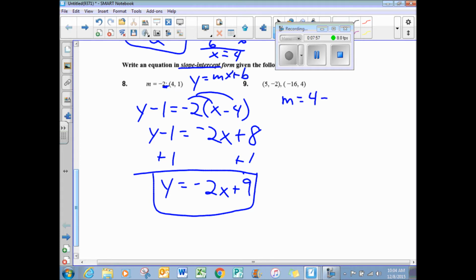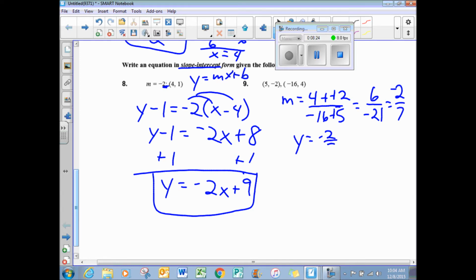So I have 4 minus negative 2 over negative 16 minus 5. This is one of the formulas you should have in your toolkit. Slope equals change in y over change in x. And so I get 6 over negative 21. Be careful with those signs. And I can divide out 3 from each, and I get 2/7. And it would be negative because a positive divided by a negative is a negative. So now I know it's y equals negative 2/7 x plus b.